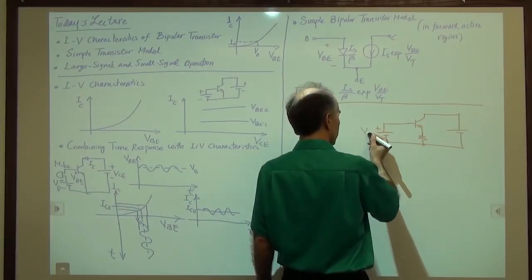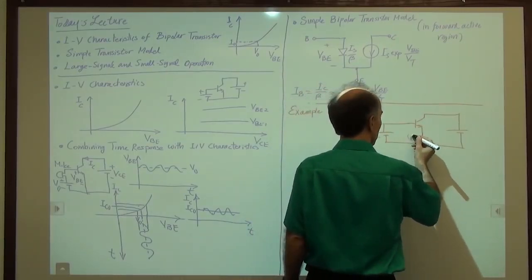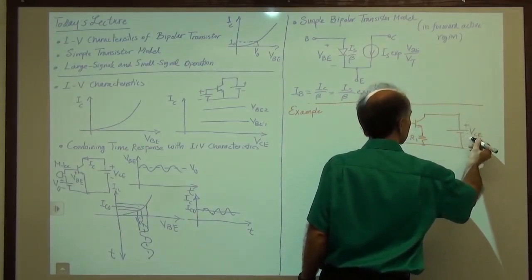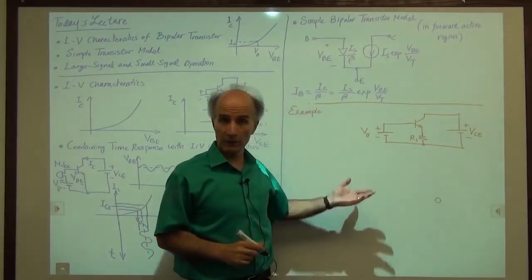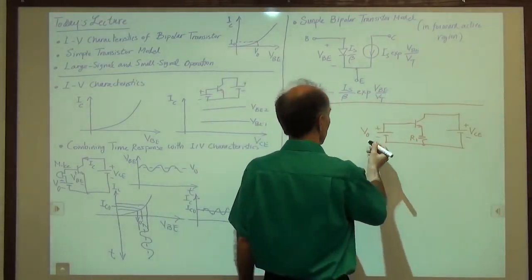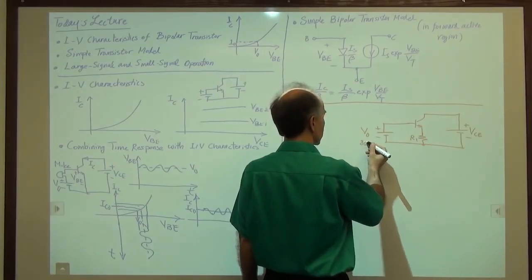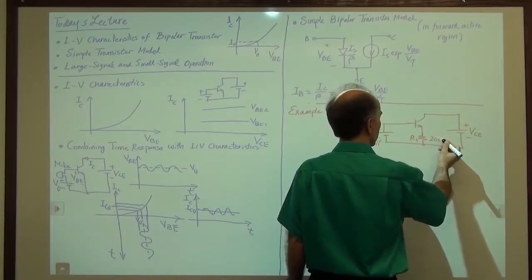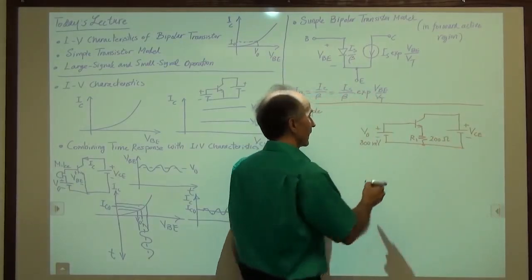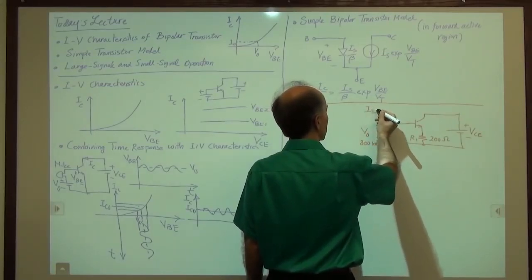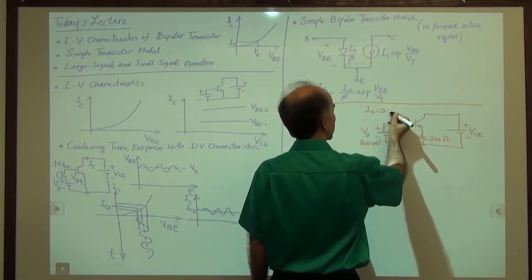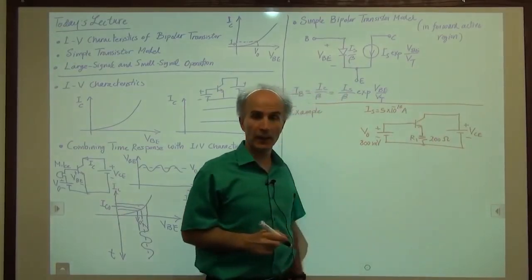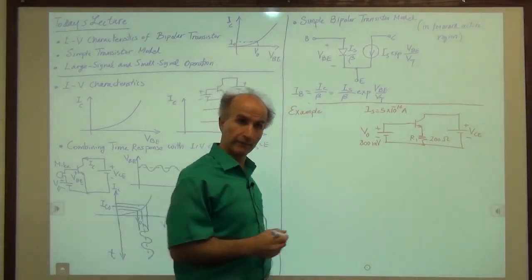So we will call this V0. We'll call this R1. And this is VCE. And I will give you the values that I have chosen. So V0, I'm assuming it's 800 millivolts, just as an example. R1, I'm assuming is 200 ohms, again, just as an example. And IS of the transistor is 5 times 10 to the minus 16 amperes. Okay, and I would like to find the collector current, IC.